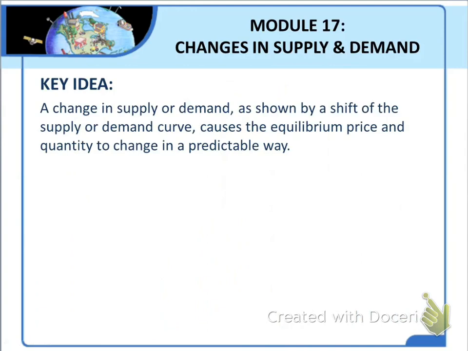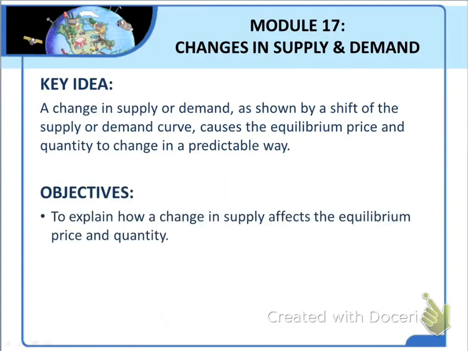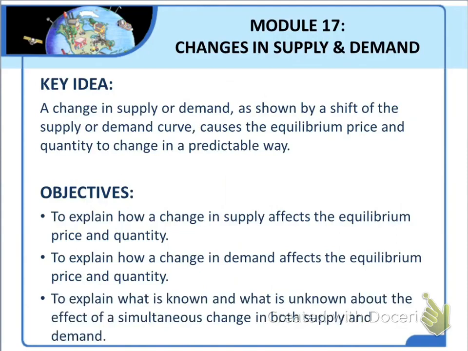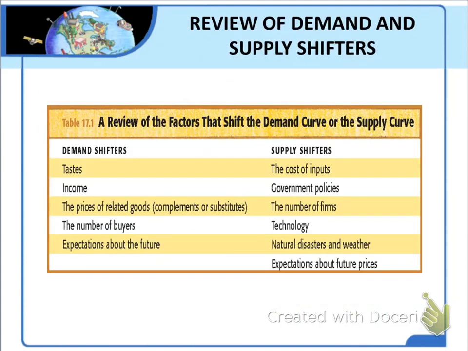So, a change in supply or demand, as shown by a shift of the supply or demand curve, causes the equilibrium price and quantity to change in a predictable way. That's the key idea for this module. With that in mind, I will first explain how a change in supply affects the equilibrium price and quantity. Then I will explain how a change in demand affects the equilibrium price and quantity. And finally, I will explain what is known and what is unknown about the effect of a simultaneous change in both supply and demand.